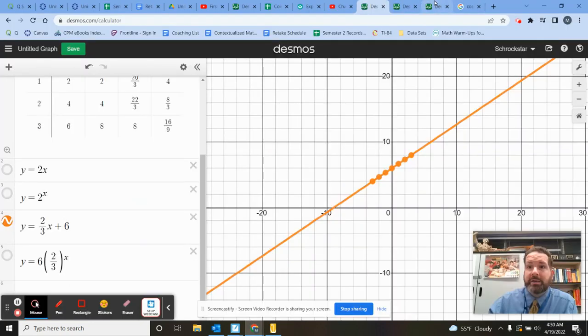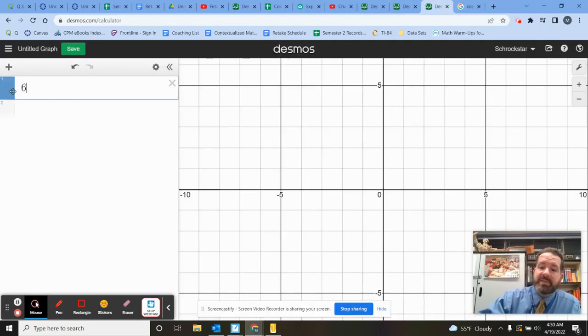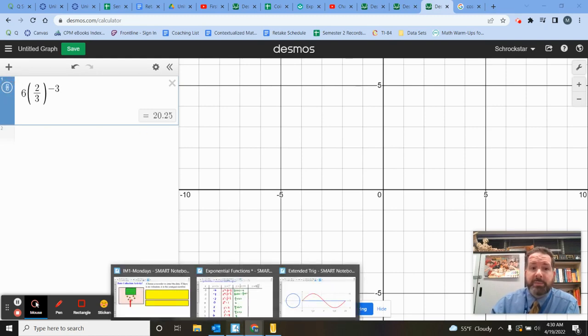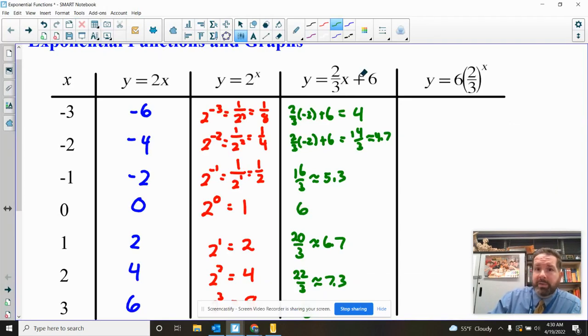So going back here, I want to do 6 and then the parentheses, 2/3 in the parentheses. And now make sure you get an exponent. This is where we're going to put now our different numbers. So starting with -3. Okay, this comes out to 20.25 exactly. So that's 81/4, 20.25. So I'm going to write in here that this as a fraction is 81/4, and that's equal to 20.25.